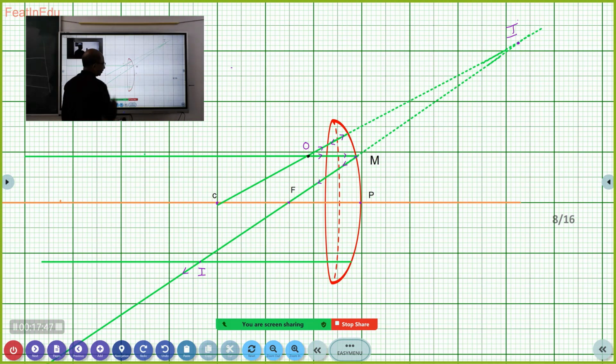Now you see, this is the object. Where is the object? Between F and P. Now I am simply drawing the ray diagram. I am drawing a ray parallel to the principal axis. After reflection, it is going through the principal focus. Am I doing it? Yes, sir. Now you see, I'll just draw a line from C. This is perpendicular. Yes, sir.